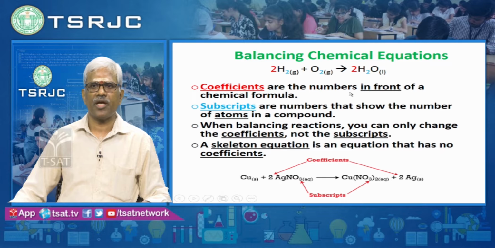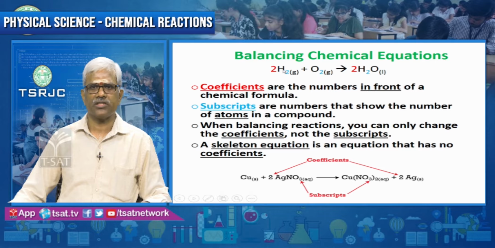Coefficients are the numbers in front of a chemical formula. Whatever formula we are writing, this is a hydrogen molecule, H2. The number written in front of this hydrogen molecule is called the coefficient. Subscript means the number of atoms present in that molecule. We are not supposed to change the subscript in any equation. At any time in any problem solving, you should not change the subscript. Only coefficients we have to change to balance the equation.